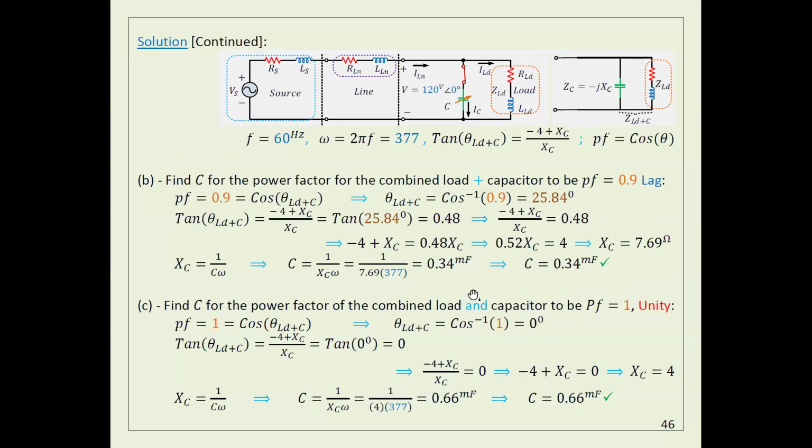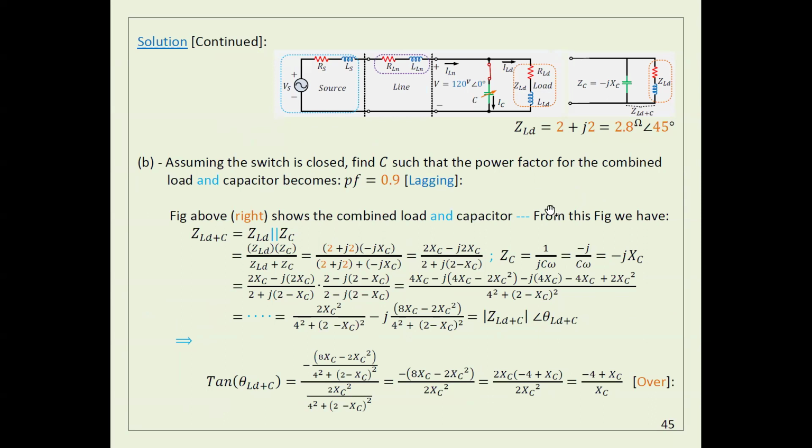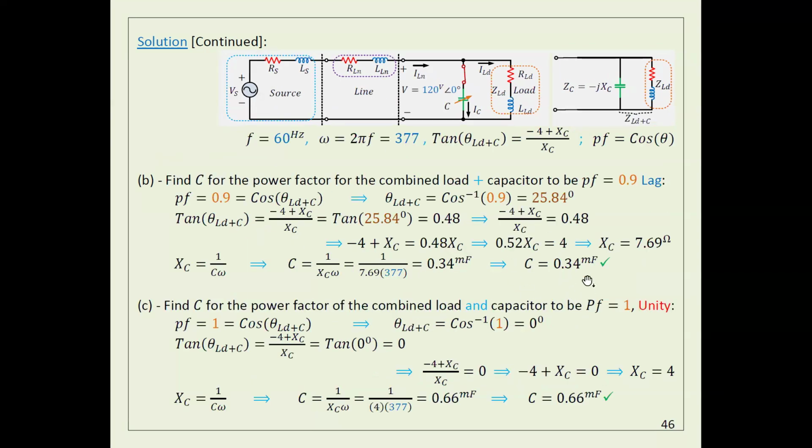So now I calculated the angle. I know the angle from the power factor, so I'm gonna plug it in here. The only thing that's unknown is C, so from here I will calculate the value of C. After I calculate it, I found C is equal to 0.34 millifarad. That means if I do power factor correction to the load by adding this capacitor, I can increase the power factor from 0.7 to 0.9.